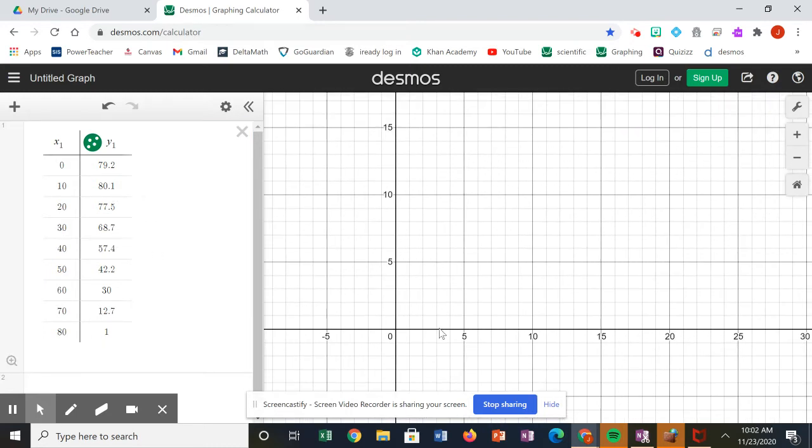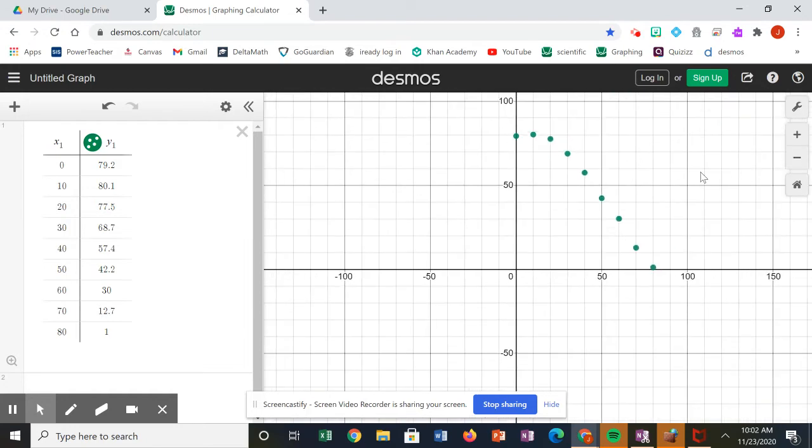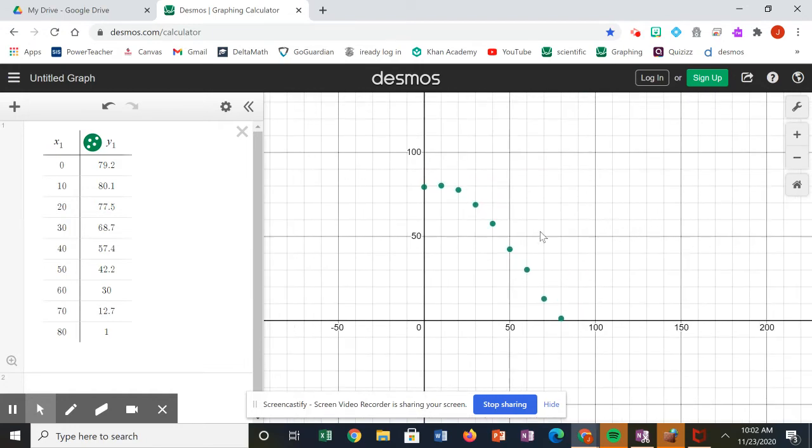So I'm going to kind of move over. I'm looking in the positives, and I'm going to keep zooming out. And you can see our points then start to appear. So our points are graphed for us now on the graph. We didn't have to do anything. Once we put in that table, we just had to zoom out to see it.